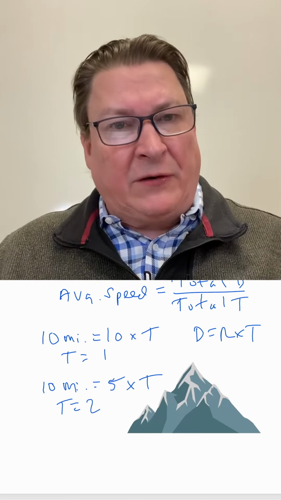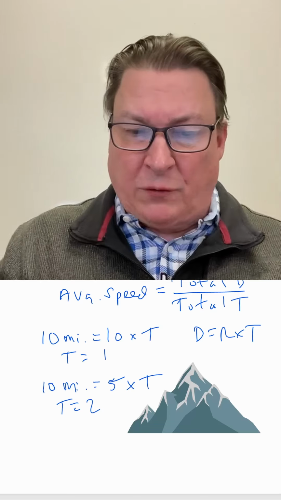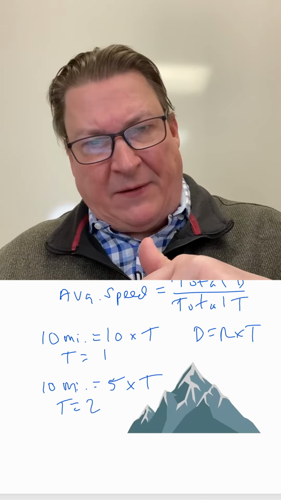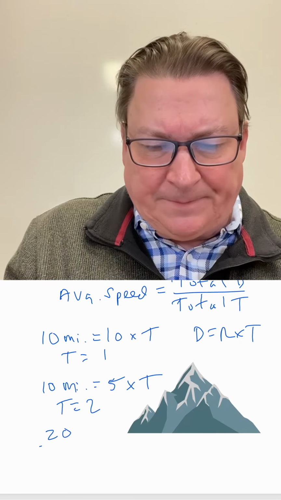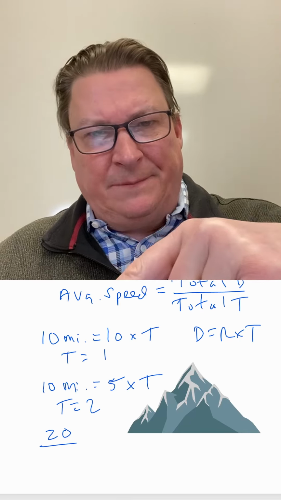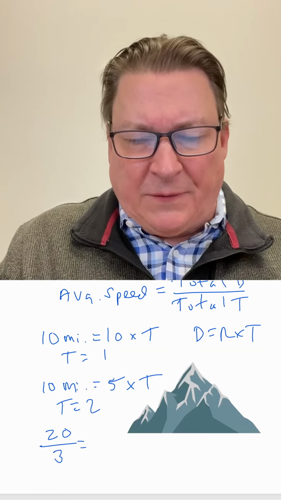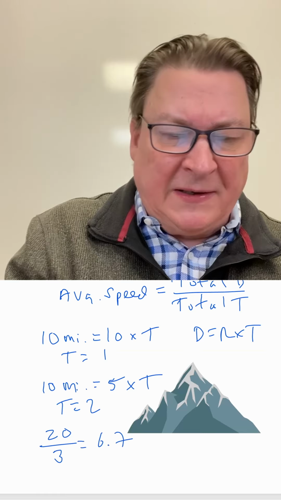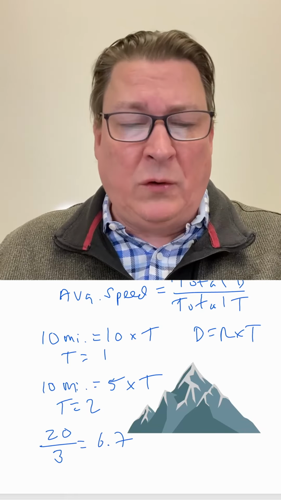So to calculate the average speed here, we're doing total distance over total time. So it was 10 miles down the hill, 10 miles back up the hill. That's a total of 20 miles. It was 1 hour going down, 2 hours going back up. That's 3. So that's going to be approximately 6.7 miles per hour. The average speed for the round trip will be answer choice B.